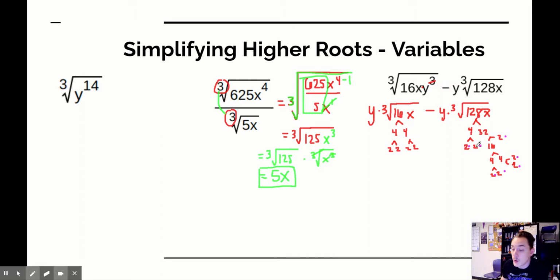Now, since it's a cube root, I'm going to circle cubes, so I'm going to circle sets of 3. I have a set of 3 right here. And so watch, I'm going to separate this. I'm going to come back to this in a little bit. Whoa, what happened there?